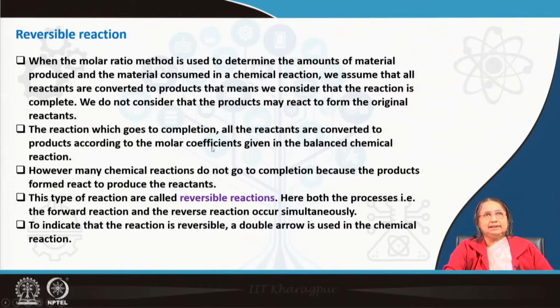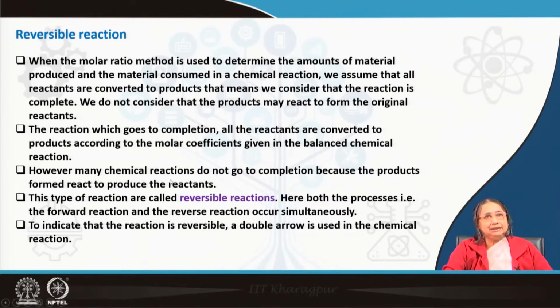But in most cases, the reaction does not go to completion. All the reactants are converted to products according to the molar coefficients given in the balanced chemical reaction. In the complete reaction, 100% conversion, but almost all the chemical reactions do not go to completion because the products formed react to produce the reactant. That means opposite reaction also occurs. The reactants also react, the products also react to form the reactants.